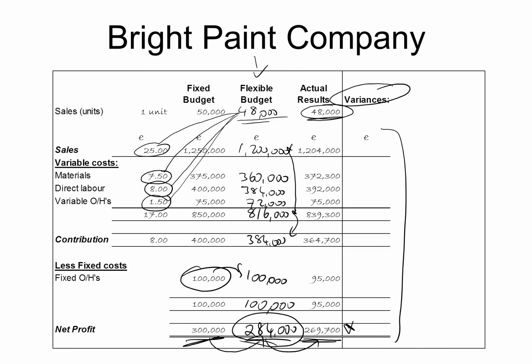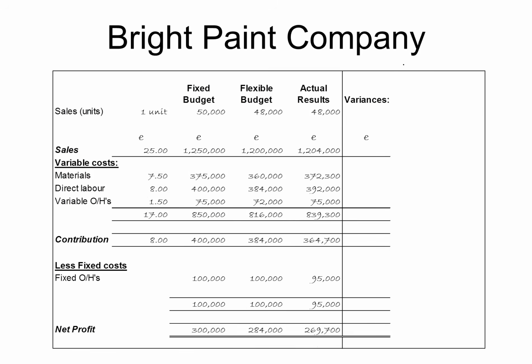So what I'll do now is I'll calculate the variances. But before I do, I'll do what I've done before. I will tidy all this up. So let's tidy it up a bit. So now we're going to have a look at the variances. I'm going to go down through all these figures one by one, and I'm going to calculate the variances. So in other words, I'm going to compare these two here, and that will give me the sales price variance.